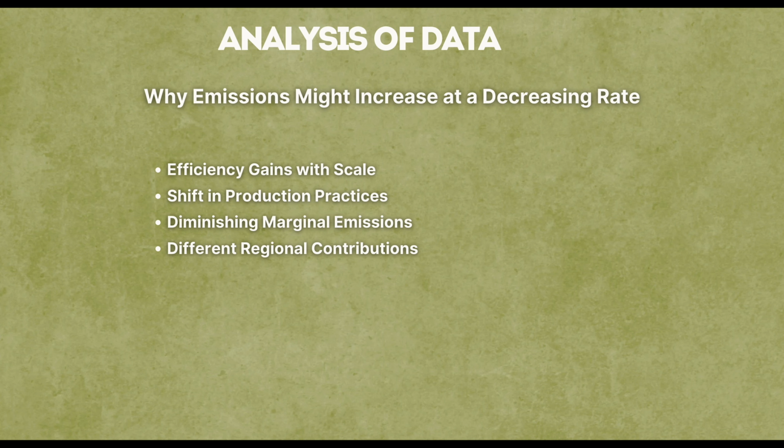Last but not least, different regional contributions. If regions with low emissions per unit of beef dominate high production levels, the total emissions increase might still reflect their inefficiencies, leading to a decreasing trend in the rate of increase.